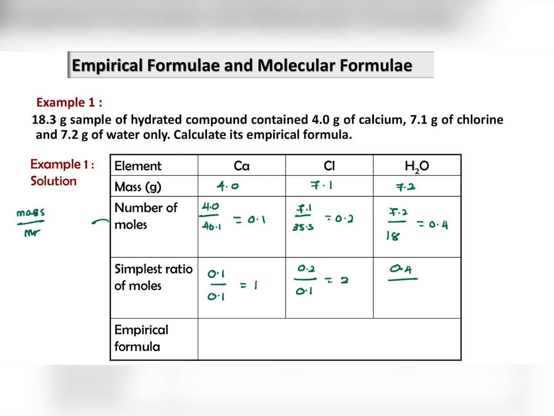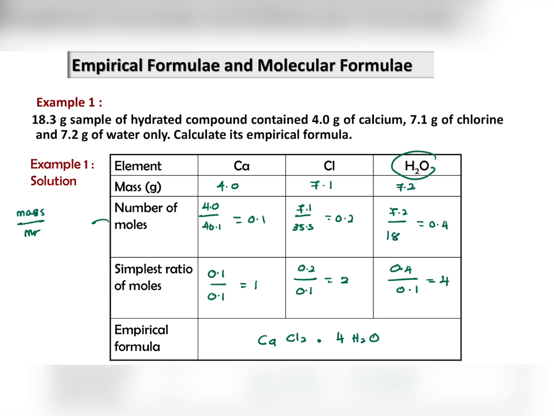Since you are given this H2O, so kamu kena tulis. Okay, tulis satu Ca, satu Cl2. Okay, Cl ada 2 and dot for H2O. Okay, so for H2O ni means it is hydrated. H2O kita tulis sekali.